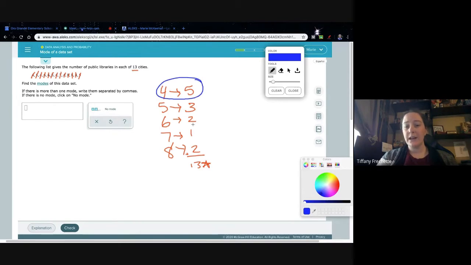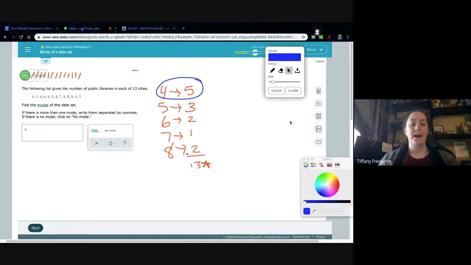So 5, that's more than any of these other numbers. So that means that 4 happened the most. So I want to type in 4. I don't want to type in 5. 5 is how many 4s I had. So I want to make sure I type in 4, because we're talking about having 5 4s. That sounded a little funny, but all right.